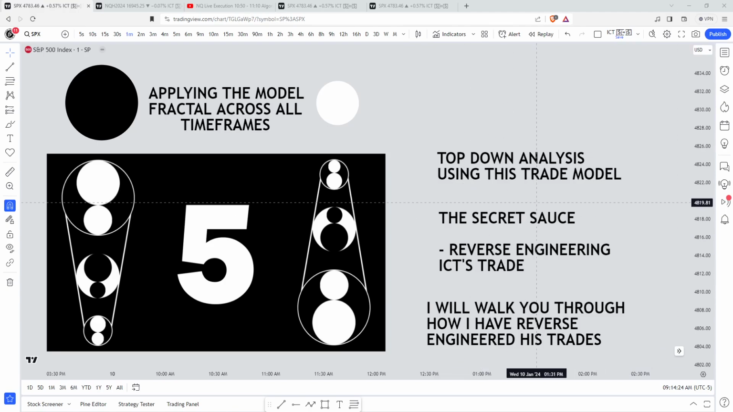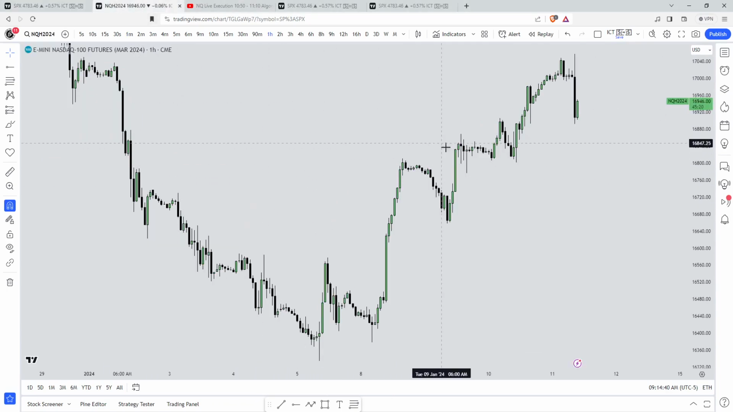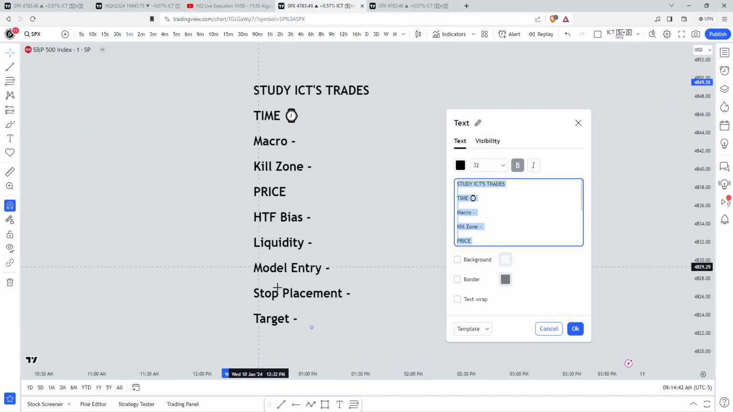It's super important to keep these checklists simple, especially to get into a trade, because if you have 10 steps on your checklist, you're going to get analysis paralysis and you're not going to have confidence to get into a trade. So let's start off by taking a look at one of ICT's trades from the other day. I already have a checklist on this tab, which we're going to fill out. This is a good way to study ICT's trades.